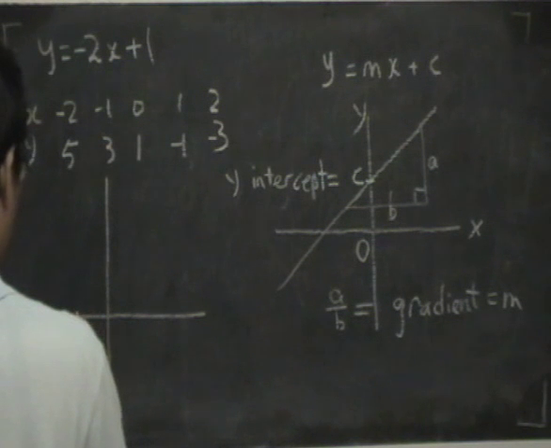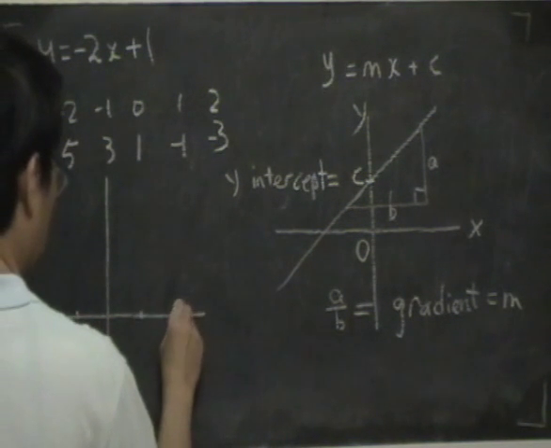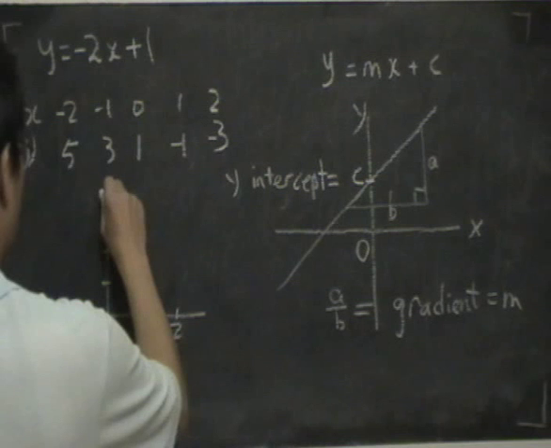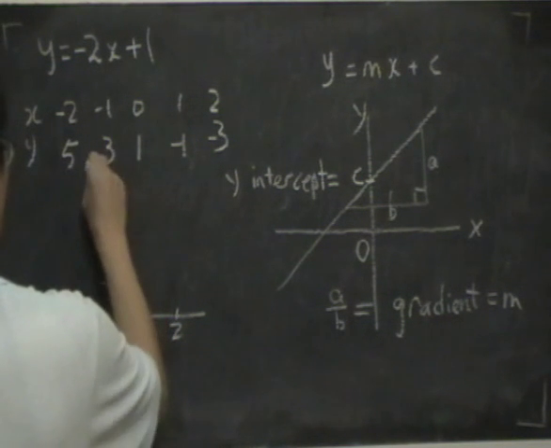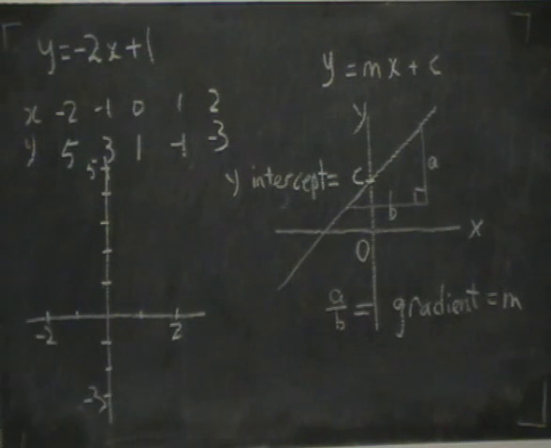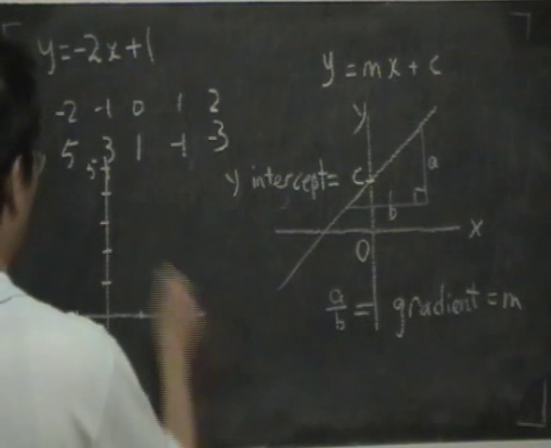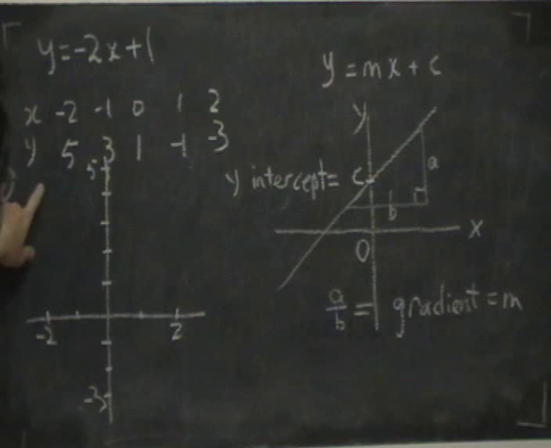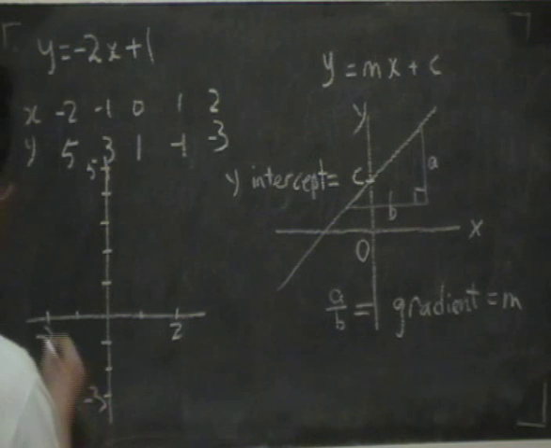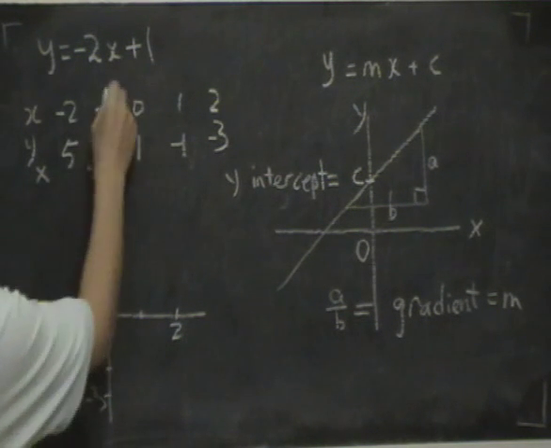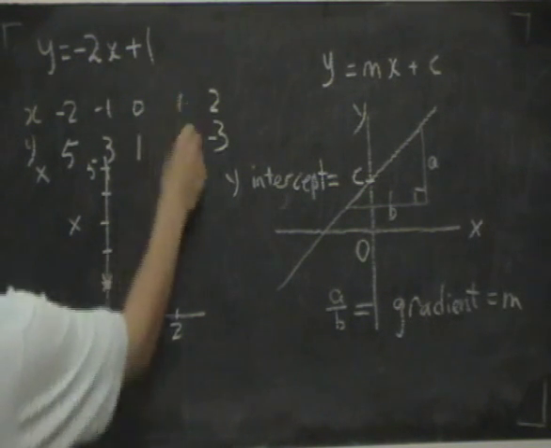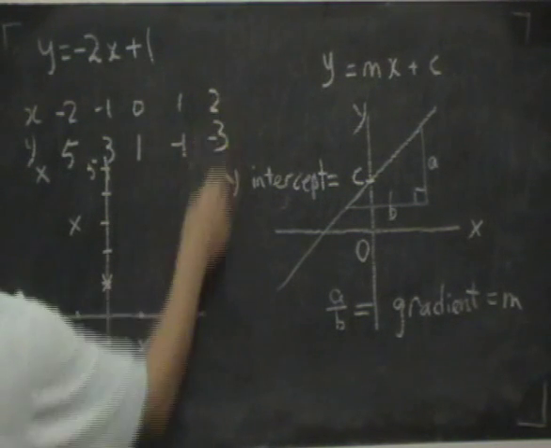Right, so minus 1, minus 2, 1, 2, and we go 1, 2, 3, 4, 5, minus 1, minus 2, minus 3. Right. So that's the x and that's the y. Now, if I go to the first pair of numbers, minus 2, 5. Alright, minus 2, 5 is here. Minus 1, 3 is there. 0, 1 is there. 1, minus 1 is there. 2, minus 3 is there.